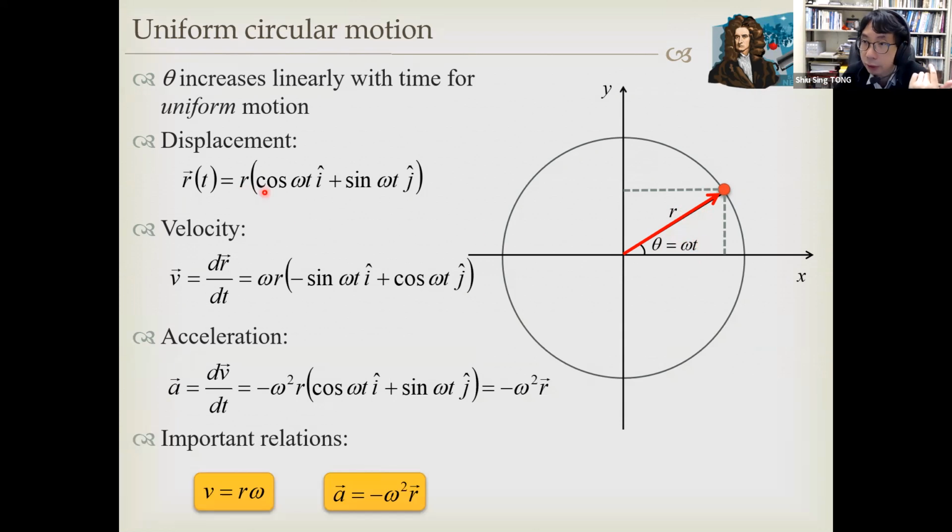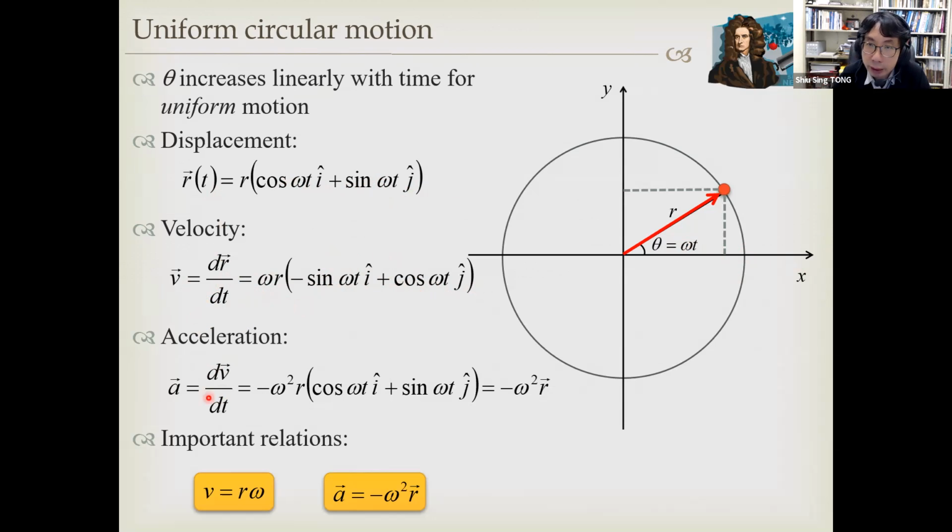We can resolve the x and y components of this vector, and rewrite the displacement vector in terms of the basis vectors like this. The x coordinate is r cosine omega t, that is r cosine theta, and the y coordinate is r sine omega t, that is r sine theta, right? After one differentiation of r, we find the velocity. A straightforward differentiation: the cosine becomes a minus sine, the sine becomes a cosine, and do not forget we have an additional factor of omega coming out due to the chain rule.